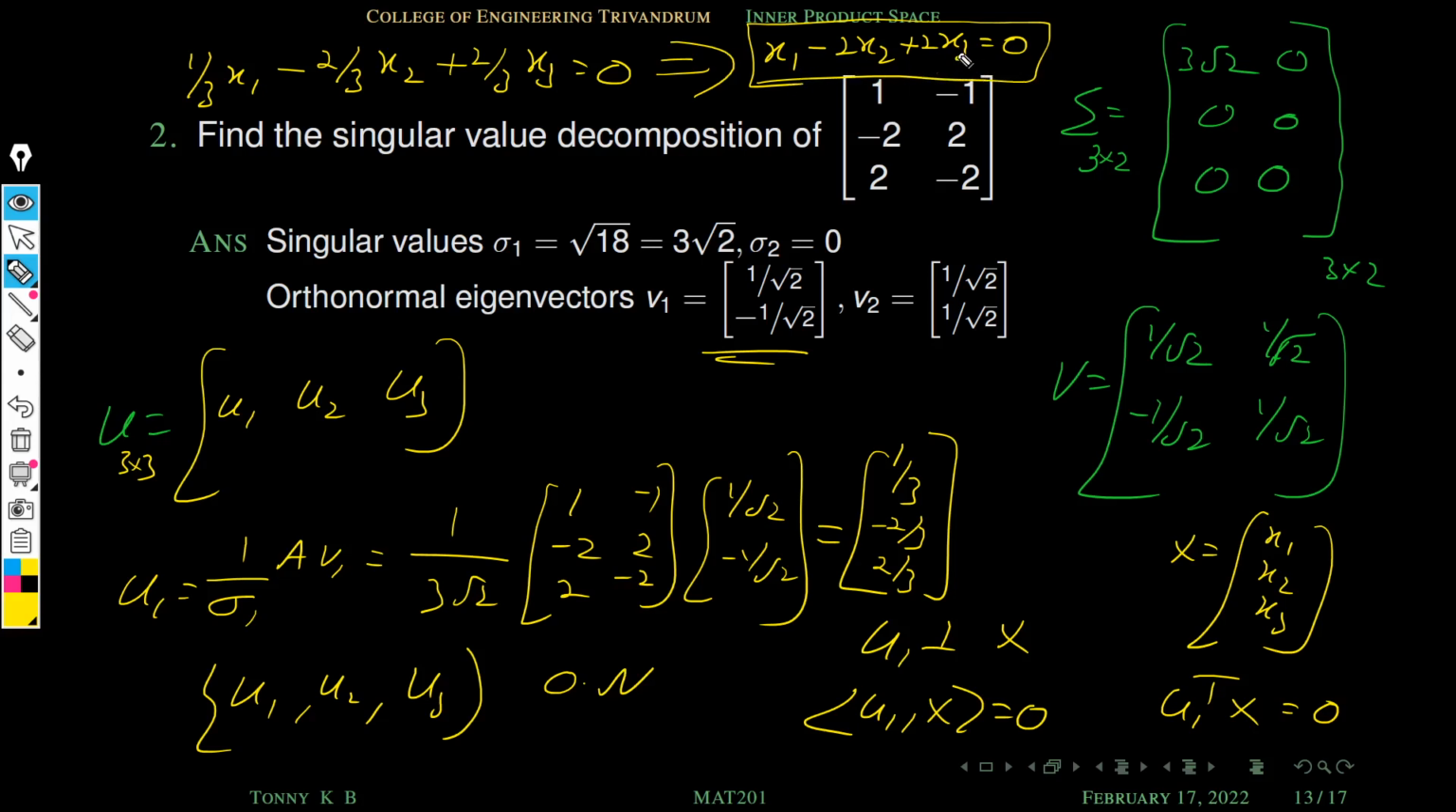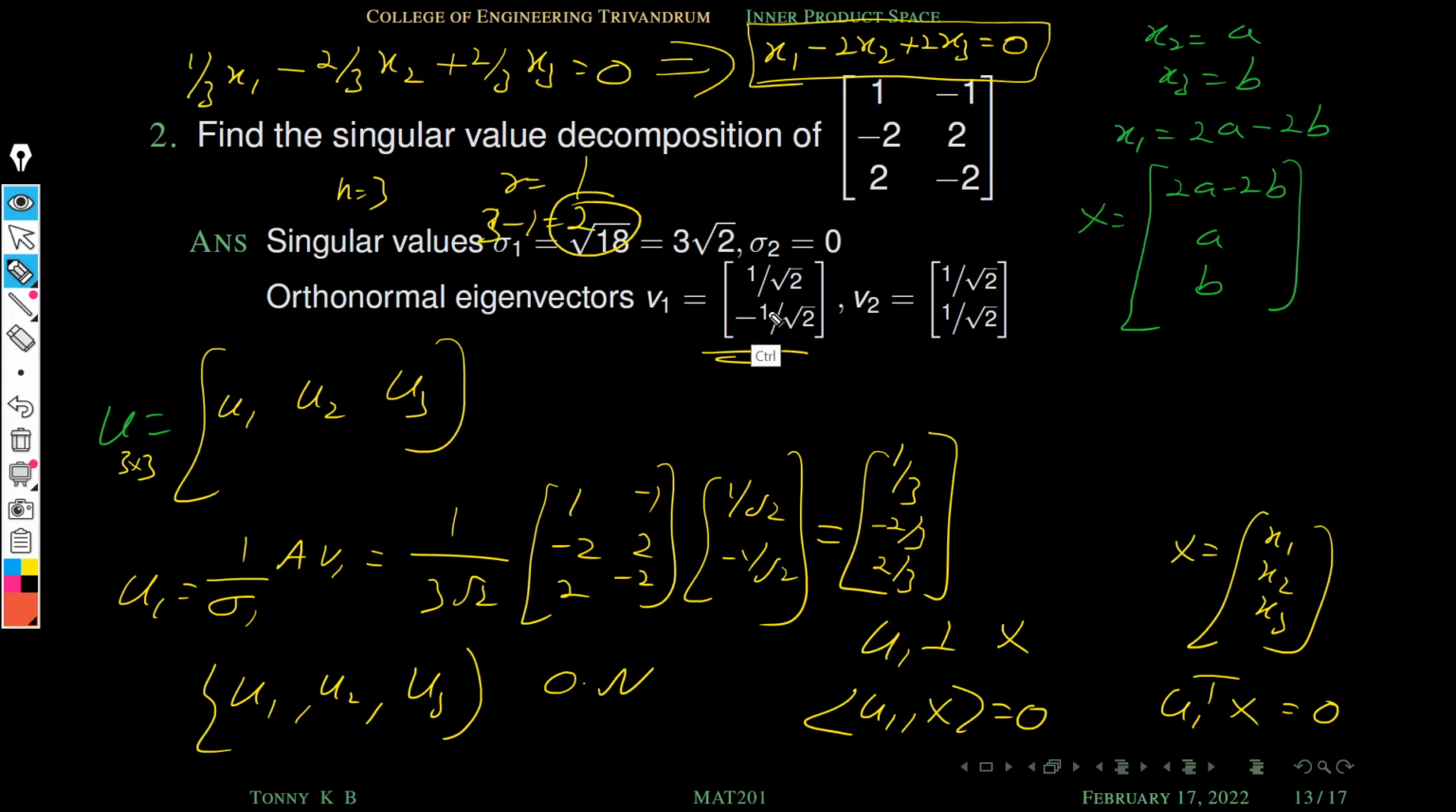So by solving this equation, you can find x1, x2 and x3. You can easily solve it because it contains only one equation and three unknowns. Here n equals 3 and the rank of the system is 1, so n minus r, that is 3 minus 1, equals 2 arbitrary variables. I am going to choose x2 and x3 as arbitrary, x2 equal to a and x3 equal to b. So x1 is 2a minus 2b.